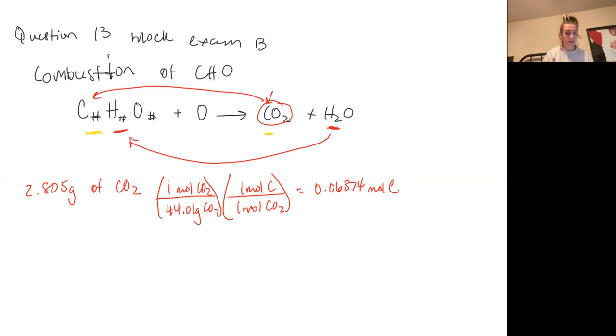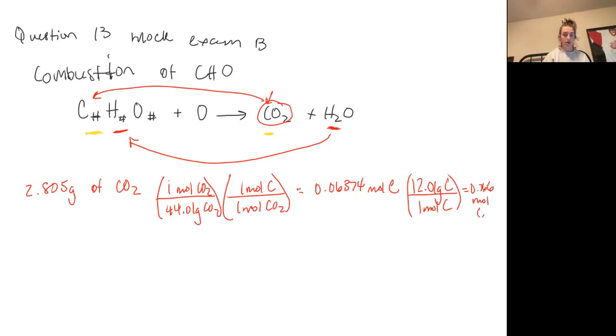Good. So we do need to get grams, and we're going to use the molar mass of carbon to get moles. So 12.01 grams of carbon is equal to 1 mole of carbon. And so we end up with 0.766 moles of carbon.